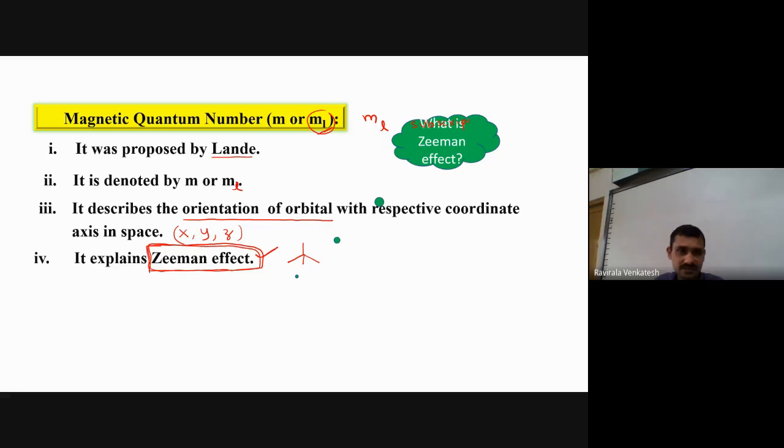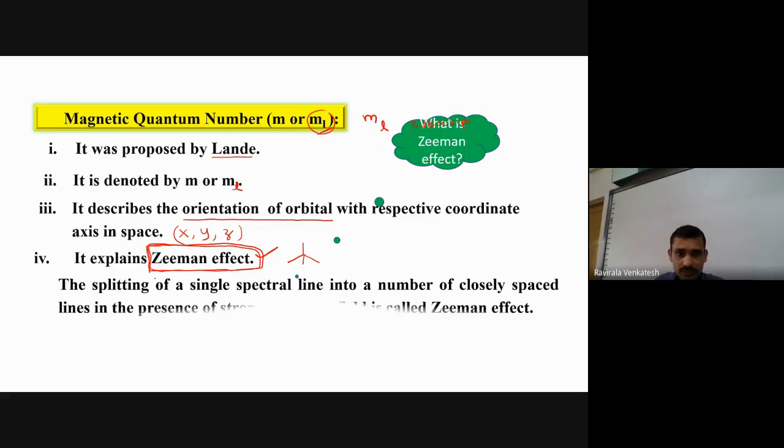Let me see how it explains the Zeeman effect. So this is the definition: the splitting of a single spectral line into a number of closely spaced lines, like this, under a magnetic field. This is important for us. That is called the Zeeman effect.